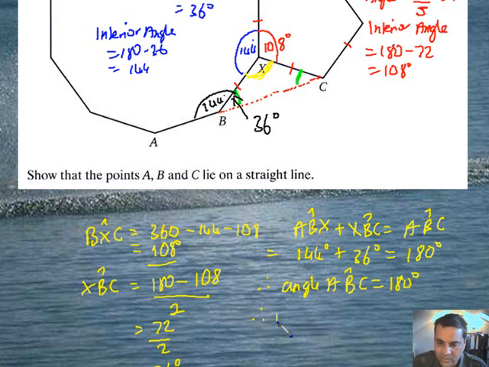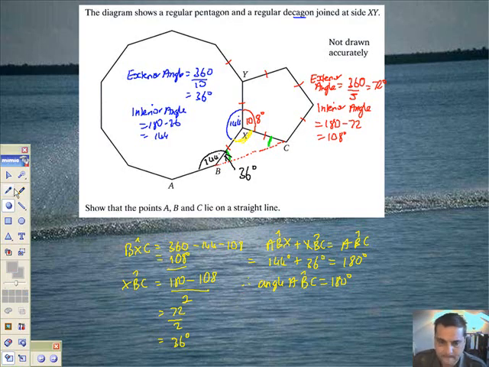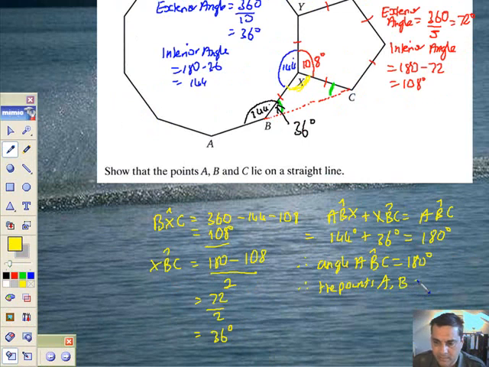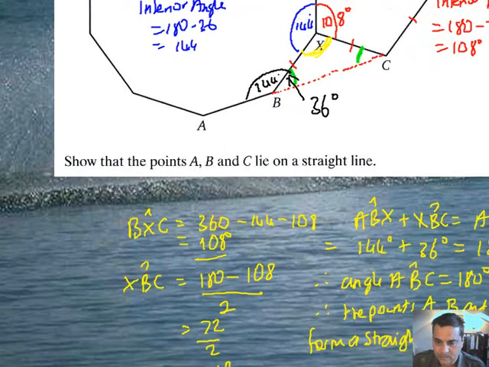Therefore, let's write it out properly, quickly. Therefore, points A, B, and C form a straight line. Remember, angles on a straight line 180 degrees. Alright, angles on a straight line 180. So that's it, we've proved it.